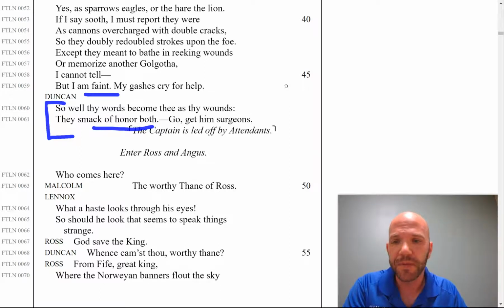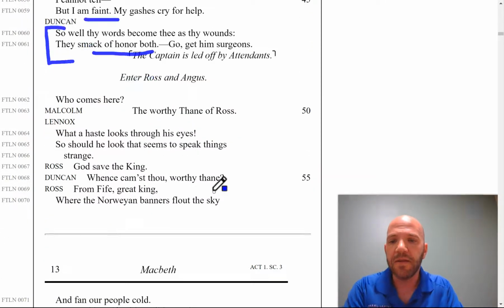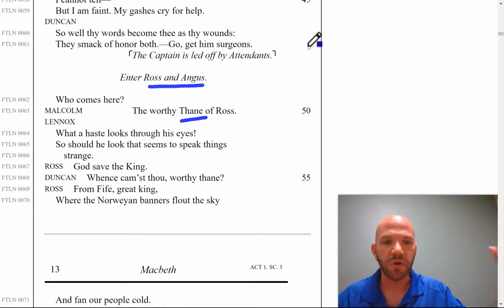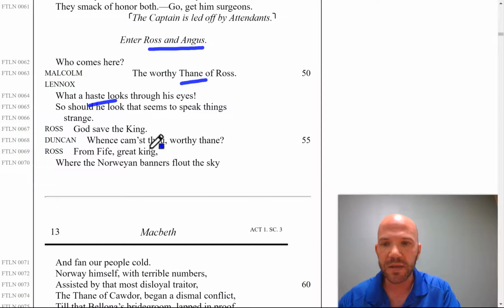his kingdom. Okay. At the very end here, we get Ross and Angus, two other lords. This word thane is a word for the Scottish noblemen. They weren't called noblemen or lords. They were called thanes. Okay. And they say, oh, he looks like he's in a hurry. Look at the haste. All right. He needs to speak things. He needs to tell us something. Okay.